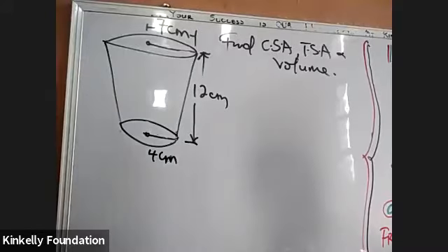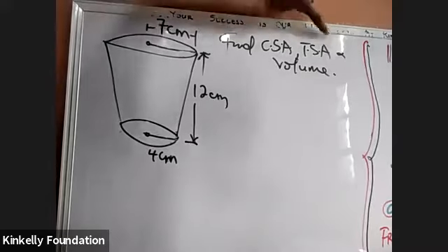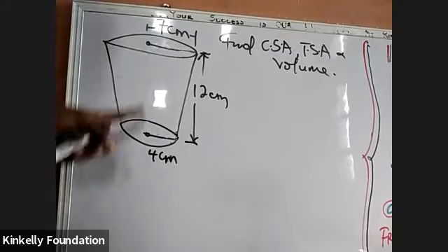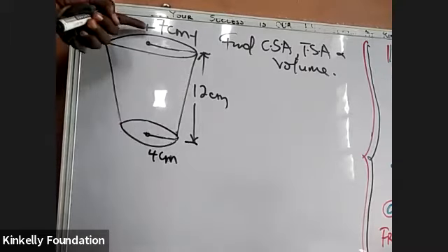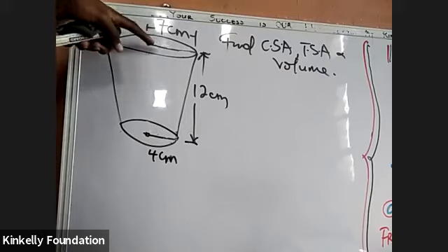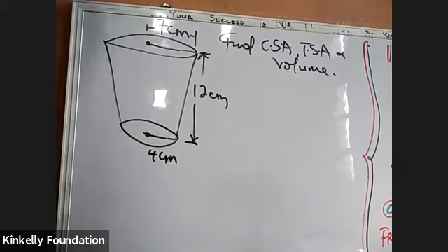In our previous class, we gave a question where we had to find the curved surface area, the total surface area, and the volume of this shape. Given that the height of the frustum is 12 cm, the radius of the upper part of the frustum, being the largest side, is 7 cm, and the base is 4 cm. We have to find the curved surface area, the total surface area, and the volume.